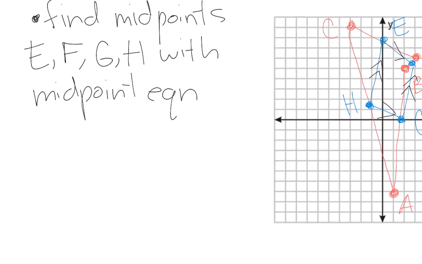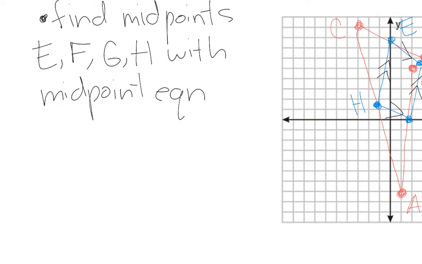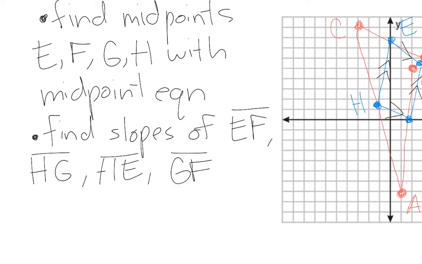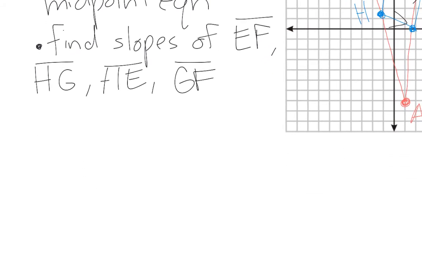Let's write down our next step. I'm going to write: find slopes of line segment EF, line segment HG, line segment HE, and line segment GF. Once we calculate the slopes, we have to interpret these slopes. So we're going to compare the slopes of opposite sides. I'm going to write that down.